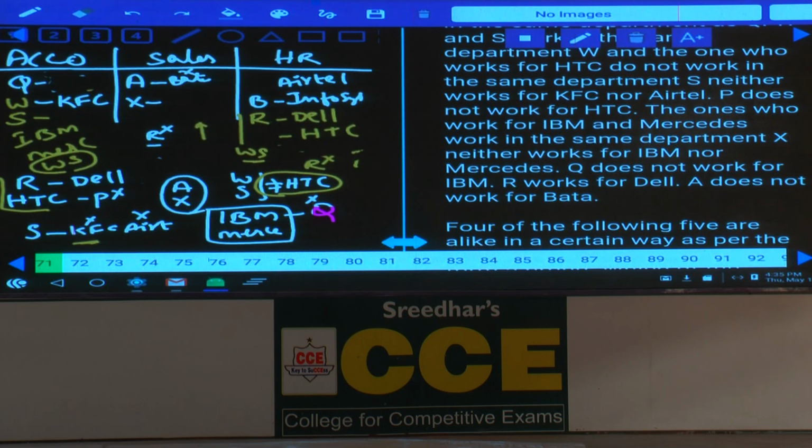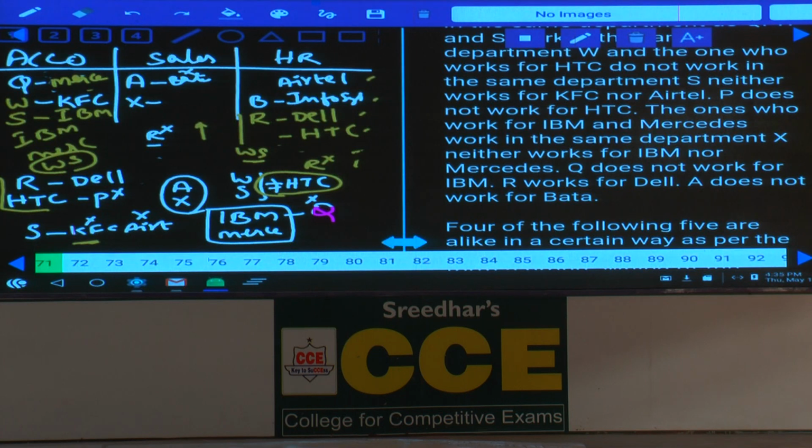And this Q cannot be IBM. As Q cannot be IBM, IBM and Mercedes is here, and this S is IBM. If S is IBM, then Q must be Mercedes. Done? We have done with these three people. Then next one, Airtel, Infosys, Dell and HDC were done.